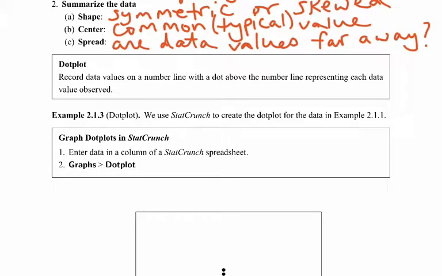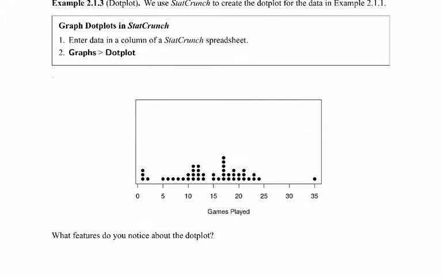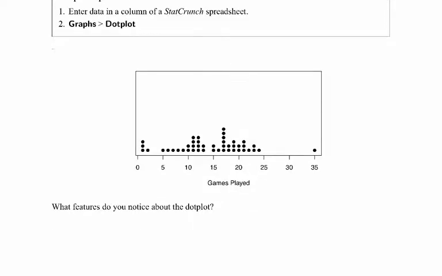So let's first talk about a dot plot. A dot plot records the data values on a number line with a dot above each number representing the data value that's observed. I've got a picture here of a dot plot. This is taking our soccer player data, the same data we had a few minutes ago with the number of games played for our soccer players, and we're using StatCrunch to create the dot plot for us.